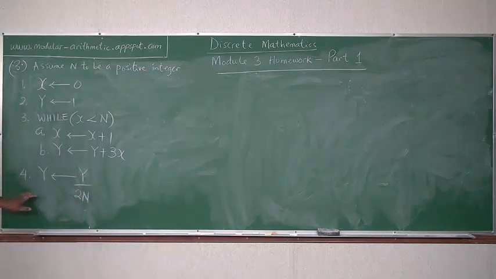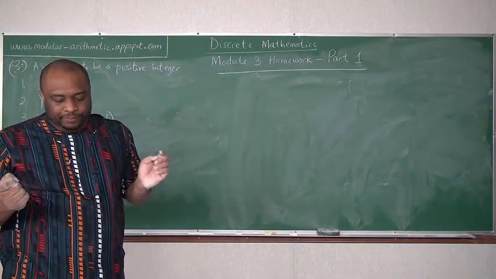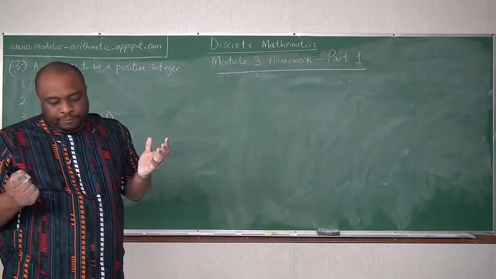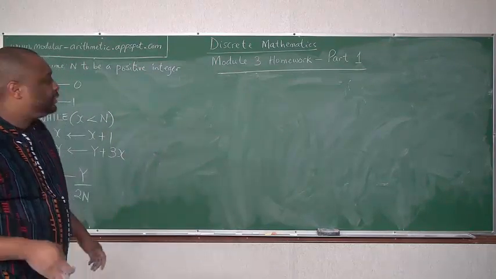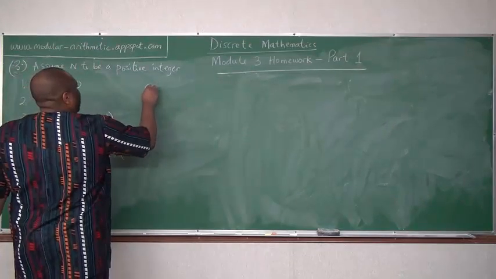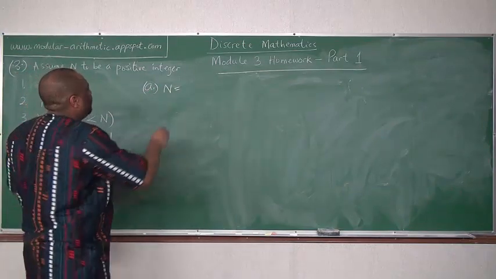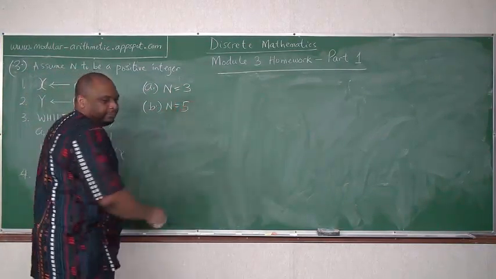So now let's go ahead and solve this. And they said, calculate what value of y the algorithm will compute for the following values of n. Okay, explain your solution. So the first one is a, n equal to 3, and then b, n equal to 5.